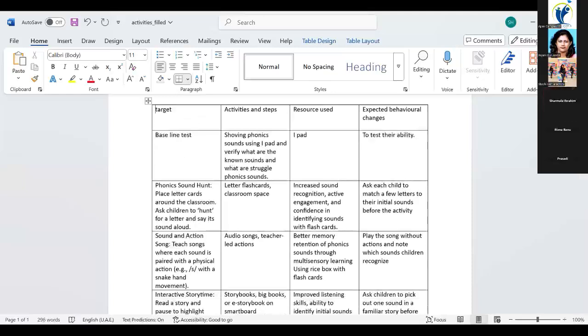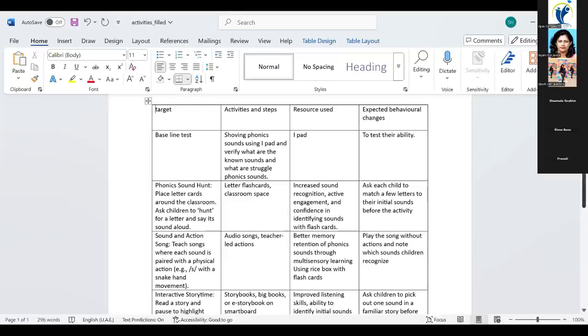Then resource use: what's the resource? That means whether you are using little books. This one also, same: expected behavior change. What is the expected behavior change? The students will be able to pronounce the given words correctly, like that. You have to have the rest of the activities accordingly. What is the expected target? Then activity and steps: first you write the activity, then step 1, step 2, step 3, like that. Under one activity, a number of steps, right? Okay, ma'am. Then what are the resources? Resources may be that step 1.